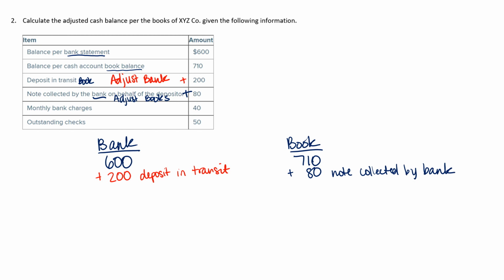The next item says monthly bank charges. So since these show up on the bank statement, bank already knows about them. So you're going to have to adjust the book side. Bank charges are going to be a subtraction. So on the book side, as an adjustment, you subtract $40 bank charges.